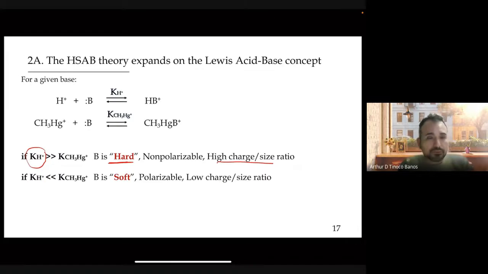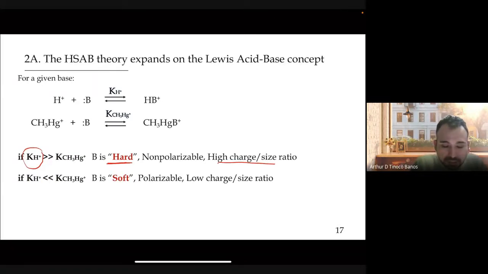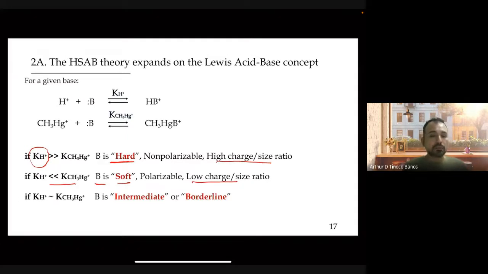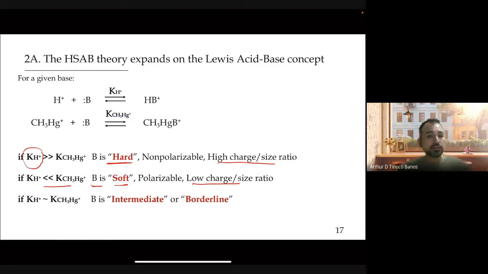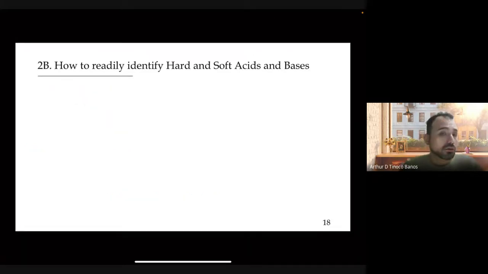Now, if the affinity for the proton is much, much weaker than the affinity to the methylmercury, well, that defines the base as being soft, meaning that it's polarizable and it has a low charge to size ratio. So as you can imagine, you're going to have your in between. Something that has approximately similar affinity to both the proton, the non-polarizable Lewis acid, and the methylmercury, the polarizable Lewis acid. In that case, the base is intermediate or borderline. All right. But how do we readily identify something as a hard or soft acid or base?